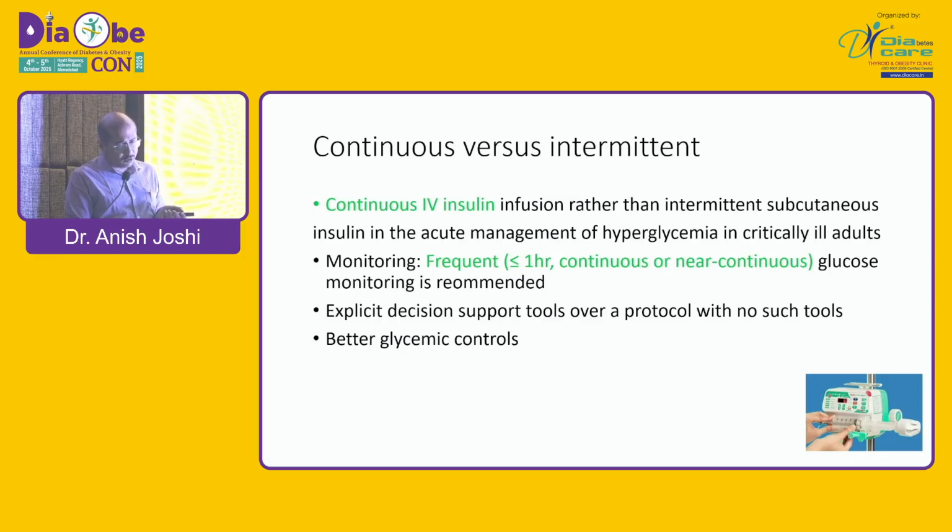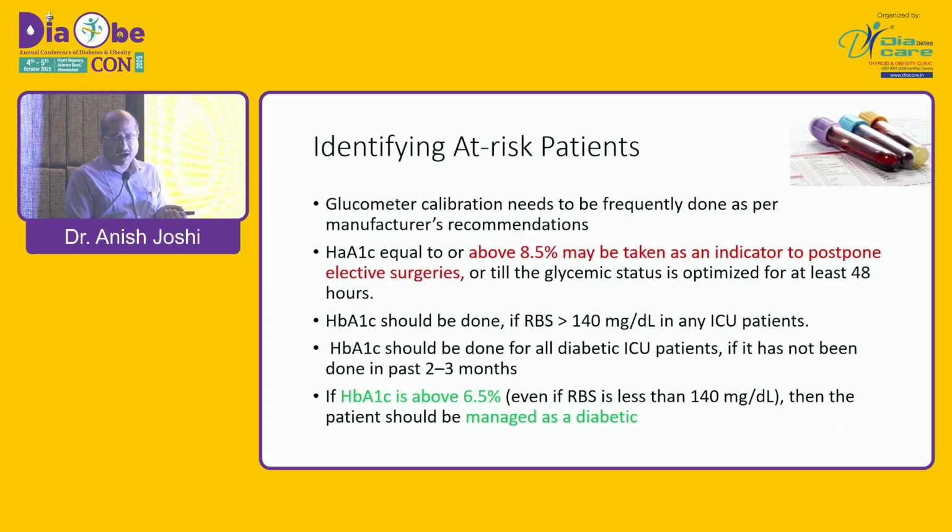Which patients require IV insulin or need to be looked after? One is the patient who has an HbA1c of more than 8.5. That is an indication that the patient requires significant glucose control. Surgeons typically ask that though the HbA1c was 9, they want to operate, then we generally say no, let us have the sugars under control for at least a minimum of 48 hours before going ahead with the surgery, because then the post-surgical complications are significantly less.